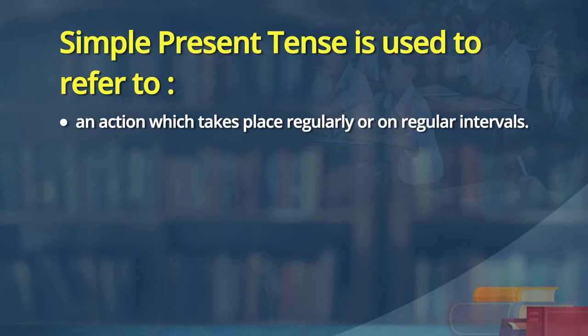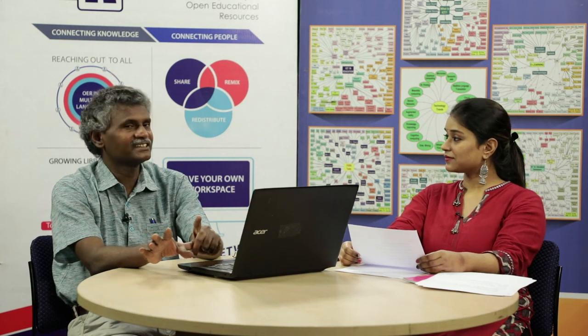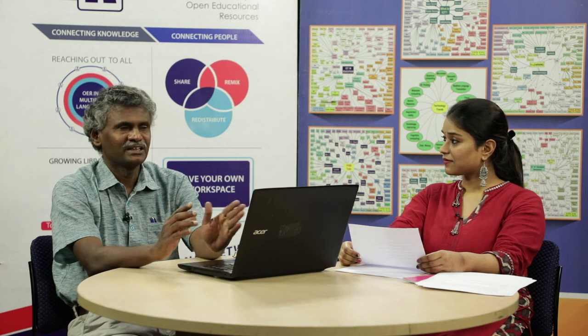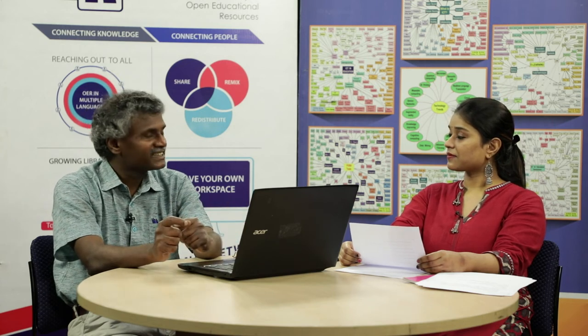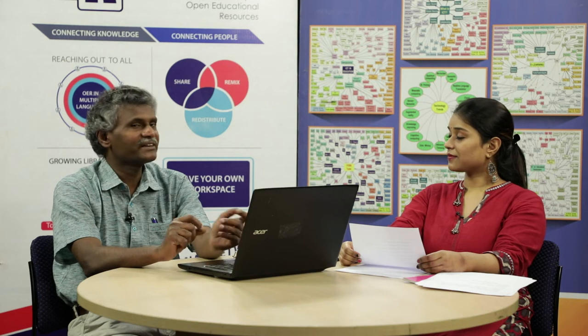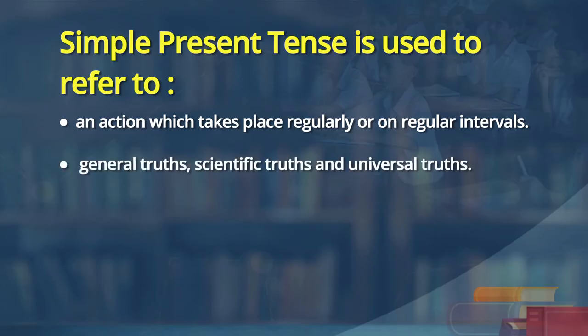Okay, let me stop you there. I get up in the morning, habitual actions, I go to bed in the night at 9:30, 10:30, whatever the time. And I meet my friends in the evening, I go to the market every Saturday or every week. These are all routines. Then, simple present tense is used to refer to general truths, scientific truths and universal truths.